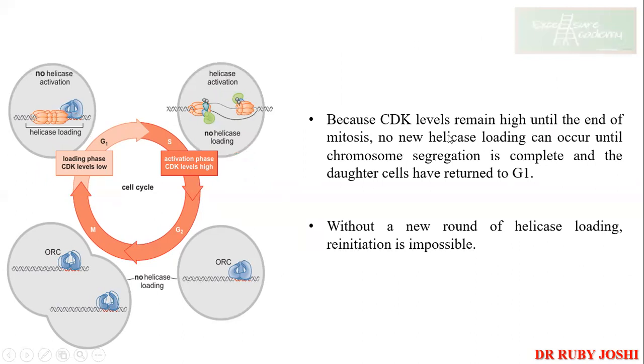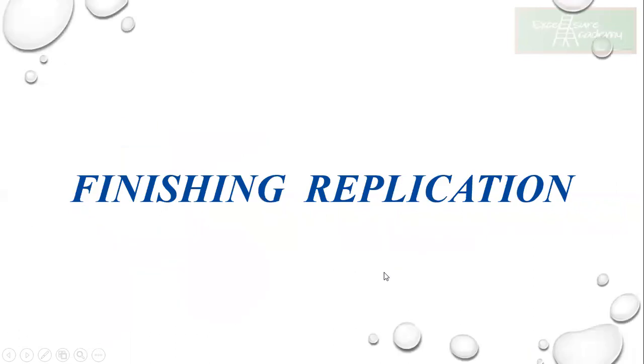Now, because CDK levels remain high until the end of mitosis, no new helicase loading can occur until the chromosome segregation is complete and the daughter cells enter the G1 phase. If you see the figure, they have shown that the activity level of CDK remains high throughout the S phase, G2 phase, and M phase. The moment a new round of the cell cycle happens, when the daughter cells are entering the G1 phase, only then the CDK level goes down. So without a new round of helicase loading, reinitiation is impossible. This is how the regulation is achieved in the case of helicase loading and helicase activation.